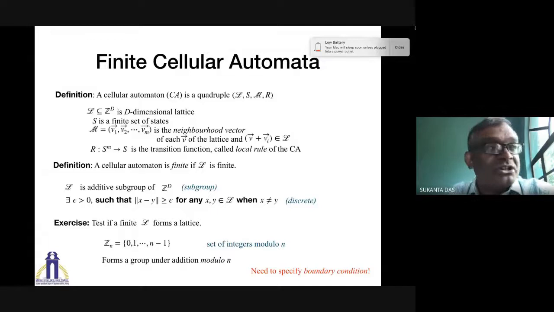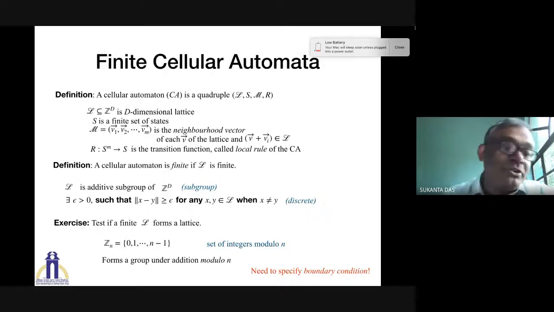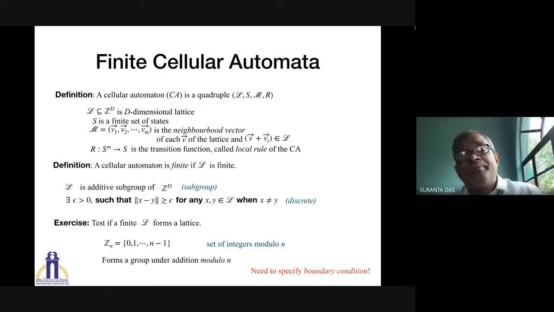This kind of boundary condition was not present in the case of classical cellular automata. Why was it so? Because we have defined the CA over an infinite lattice, it was Z to the power d. Since it is not infinite, you have to specify the boundary condition, and it is an important one in the case of finite CA. So next we are moving to boundary condition.